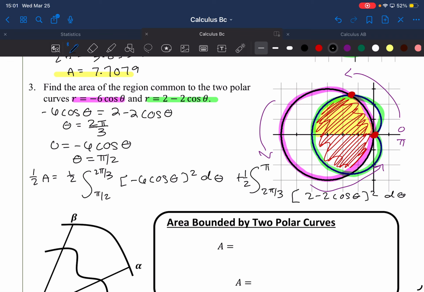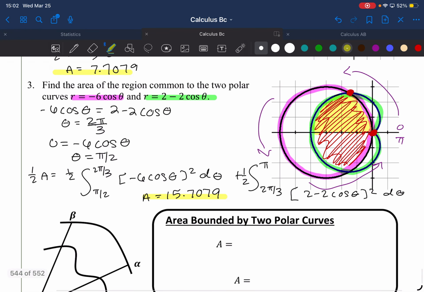Okay, so if you were to plug this into Desmos and then take your answer and multiply it by 2, because we only got half of the area, we would get area is equal to 15.7079. So again, on your own time, double check that when you plug this into Desmos, you get the same thing. Just that tells you that you are using Desmos correctly. Okay, any questions on 3?